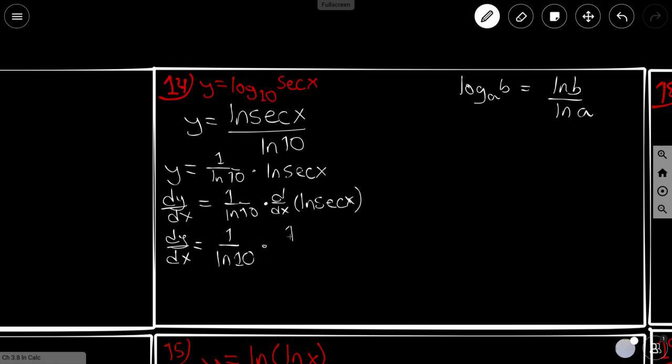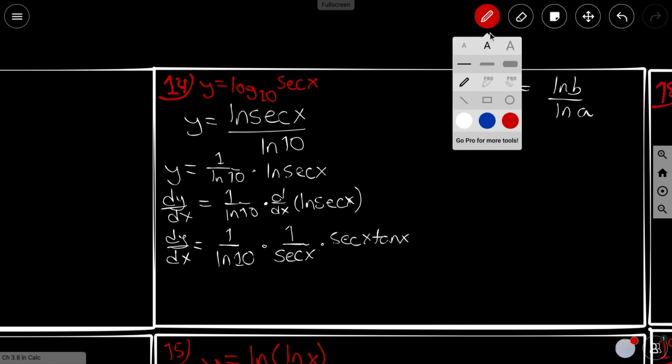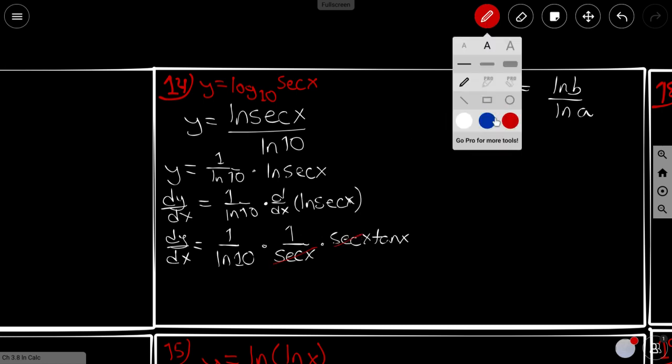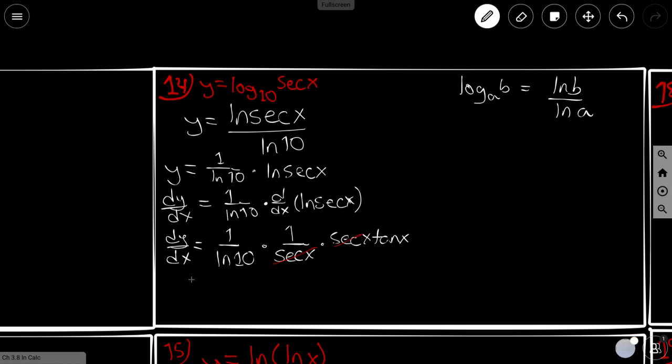So now it's going to be 1 over secant, and the derivative of secant is secant times tangent. And our secants are going to cancel. And our final answer is going to be tan x over ln 10.